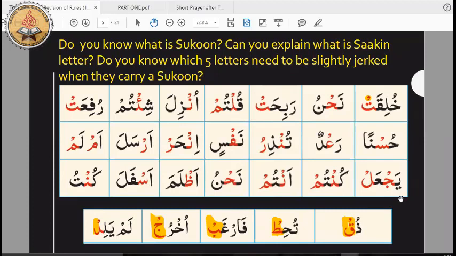Ya. Jim and Lam. Okay. Do you think ya is a second letter? No. So which ones do you think is a second letter? Jim and Lam. Excellent. That's the correct answer. Okay. Why? Can you tell me why? It's because it has a jazm on there.